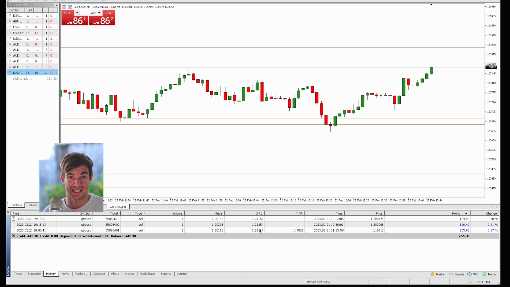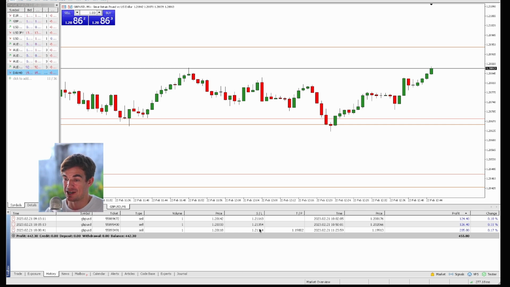The setup was very clean. ICT 2022 mentorship, fair value gap, retracement into the fair value gap. I got an entry and shorted the pound dollar.